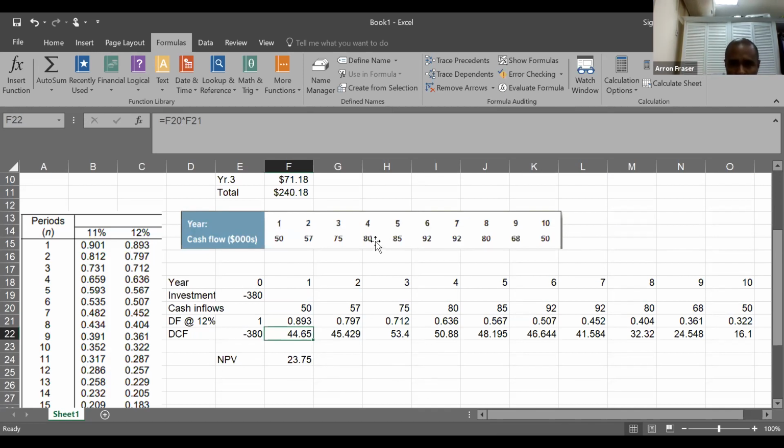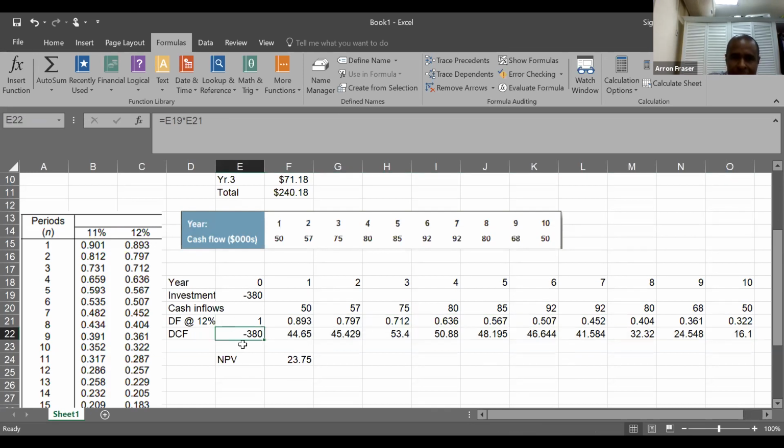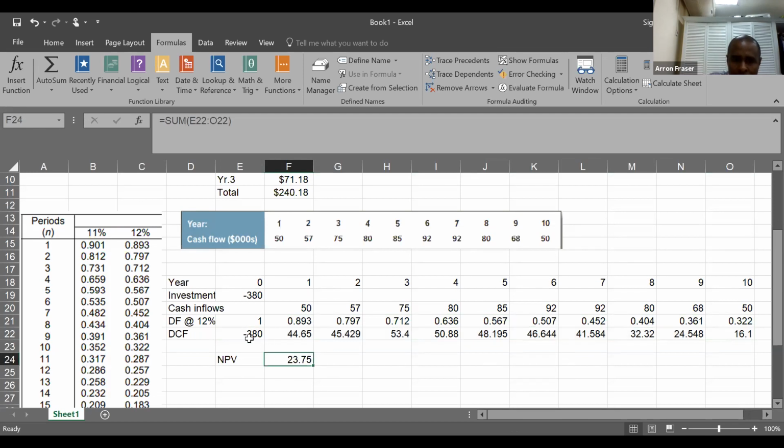So if we go to year 4, where we had a cash flow of 80,000, we take the 12%, we come down to year 4, which is 0.636, and 80,000 multiplied by 0.636 will give you the discounted cash flow of 50,088. And we do that for every year. Once you have done that, we get all of these values here. Remember, this one is the initial investment, so that goes as a negative. Then we add all of these figures, and what this formula says is the sum of all of these. And you'll get 2375.